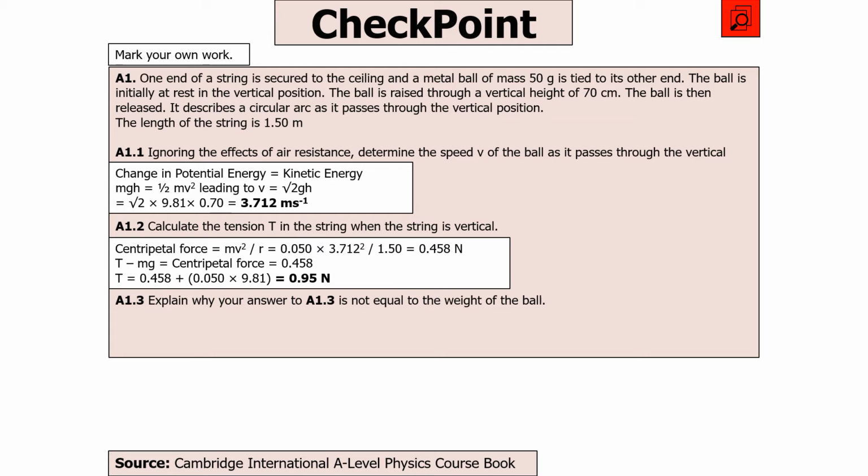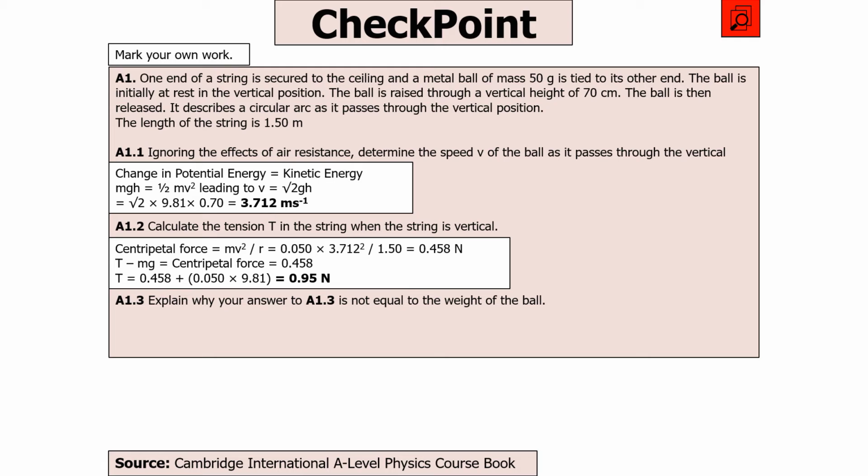Well, it's the tension, which is going towards the center, minus mg, because the weight is going away from the center. So therefore, T minus mg equals the centripetal force, which we've just worked out. So therefore T equals the centripetal force plus mg, the weight. So therefore it's 0.95 newtons.